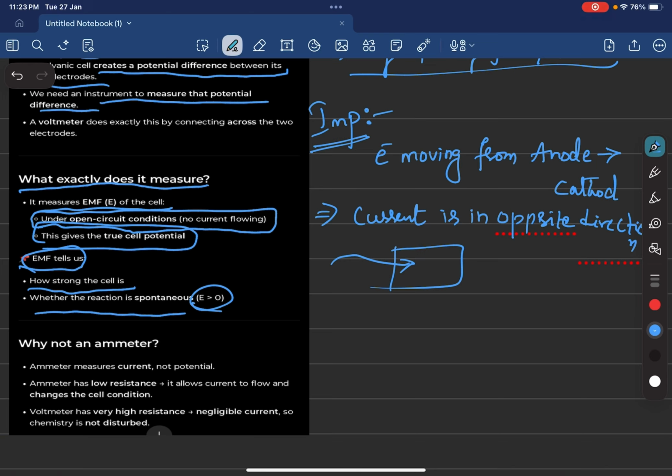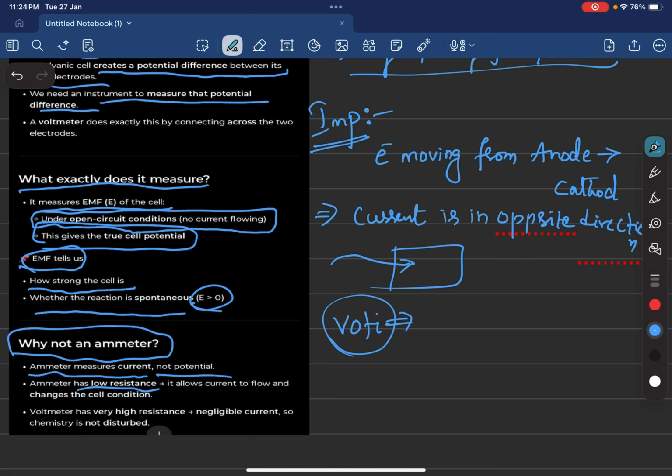See, why is a voltmeter used? Because a voltmeter has more resistance than an ammeter. So the current passing through the voltmeter will be negligible. That is why we use a voltmeter to find the potential difference in the case of a galvanic cell. And why do we not use an ammeter in this case? Same reason. An ammeter measures current, not potential. An ammeter has low resistance. It allows current to flow and changes the cell condition or cell reactions. A voltmeter has the highest resistance, so negligible current, and the reactions which happen at anode and cathode won't get disturbed. These are the related points about why we use a voltmeter.